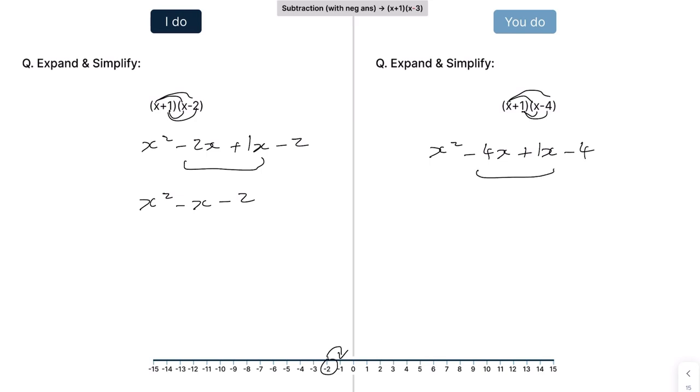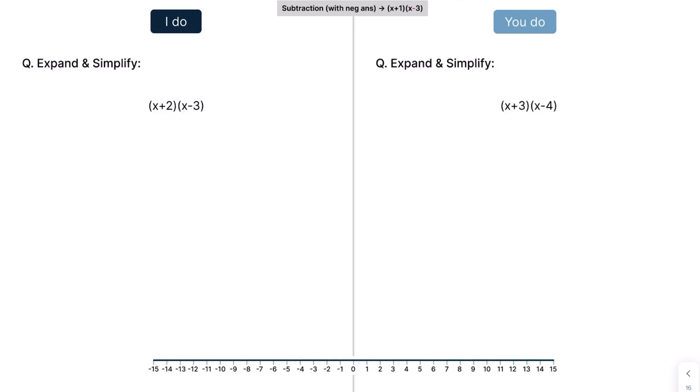So again, you can use the number line to collect these like terms. So we're starting on minus 4, we're adding 1, so that ends up on minus 3, so that's x squared minus 3x minus 4. Now these can be a bit tricky, that's why I've included the number line, and we're going to do a bit more practice with it.